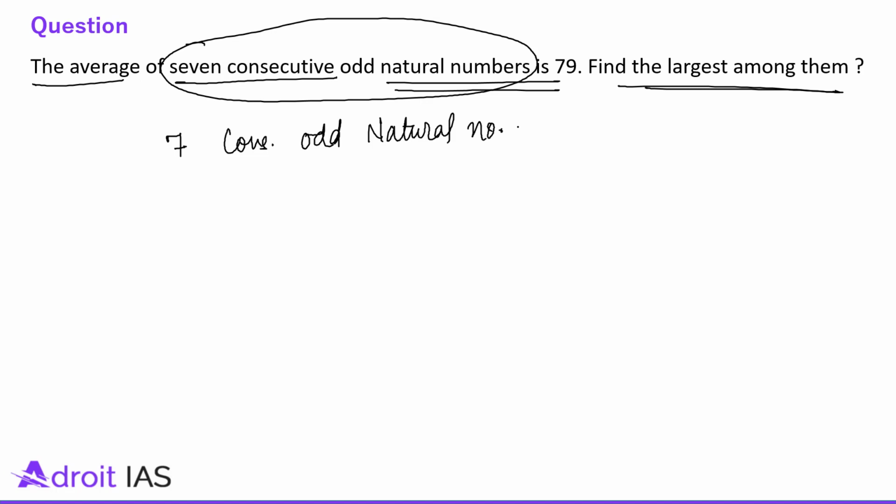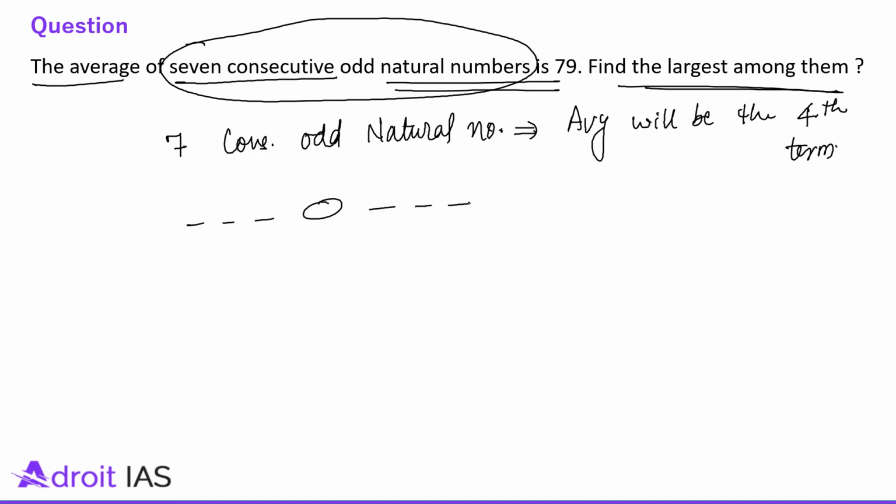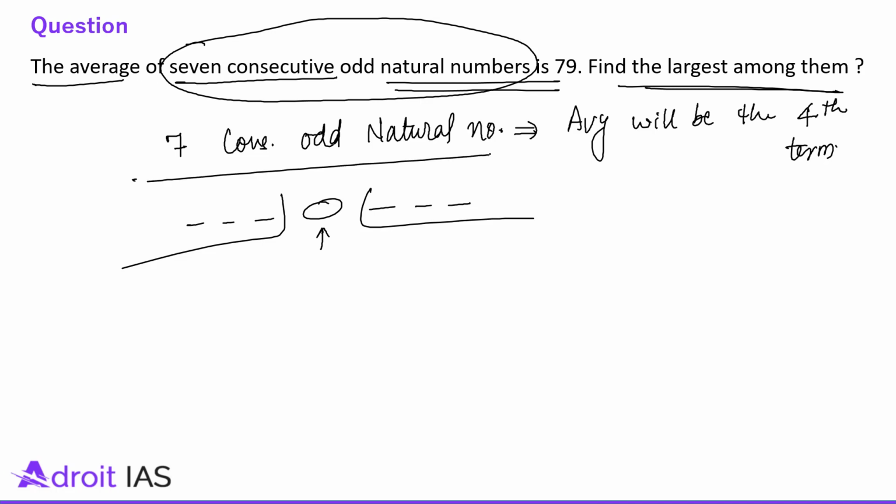So what is the average? Average will be the 4th term. Why? Because 7 terms are written over here, so you can just remove 3 from here and 3 from here. This will be exactly the middle term. So if 7 consecutive odd natural numbers are written in front of you, then the average will be the 4th term. Clear?